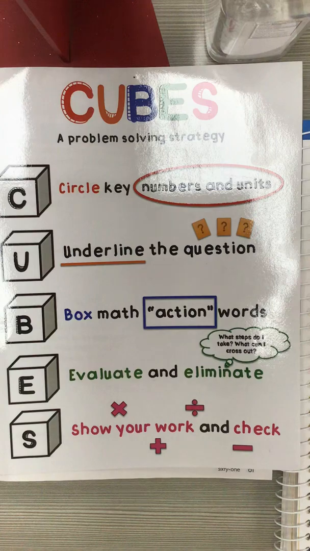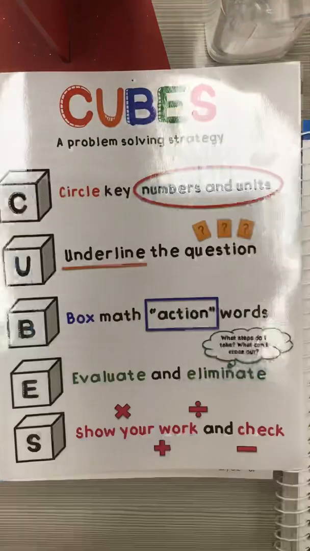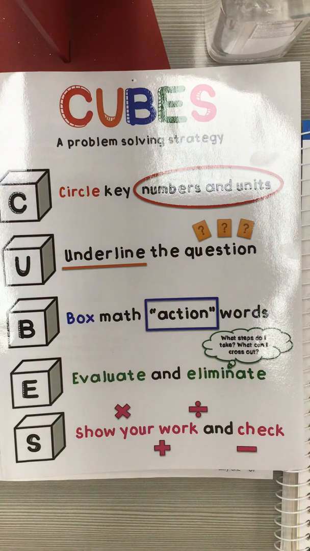B is put a box around the action words, the math action words, like in all, or how many are left, okay? These are addition words that we have. You might see these words in a number story: all together, sum, add, plus, in all, total, okay? Now, E is evaluate and eliminate. So that also means, what can we get rid of? What information do we not need, okay? And then S is show your work and check, or solve and check, either way. We focus more on C-U-B, okay? Those are our main focuses for this, all right?